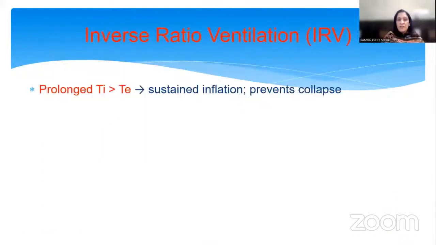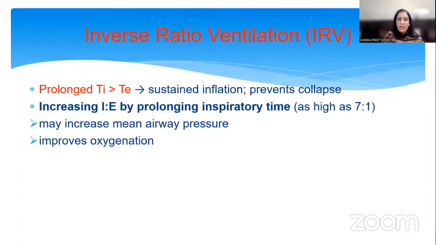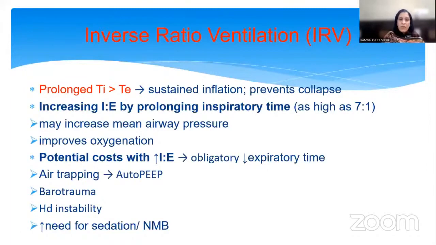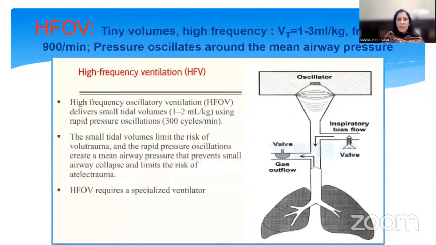Inverse ratio ventilation has a prolonged inspiratory time as compared to expiration, thereby giving sustained inflation and preventing the collapse of alveoli. This increases the mean airway pressure and improves oxygenation. But a potential cause of concern is that increased I time means an obligatory decrease in the expiratory time, thereby air trapping and auto PEEP occur. There can be barotrauma, hemodynamic instability is very high in IRV, and there is an increased need for sedation and neuromuscular blockers.